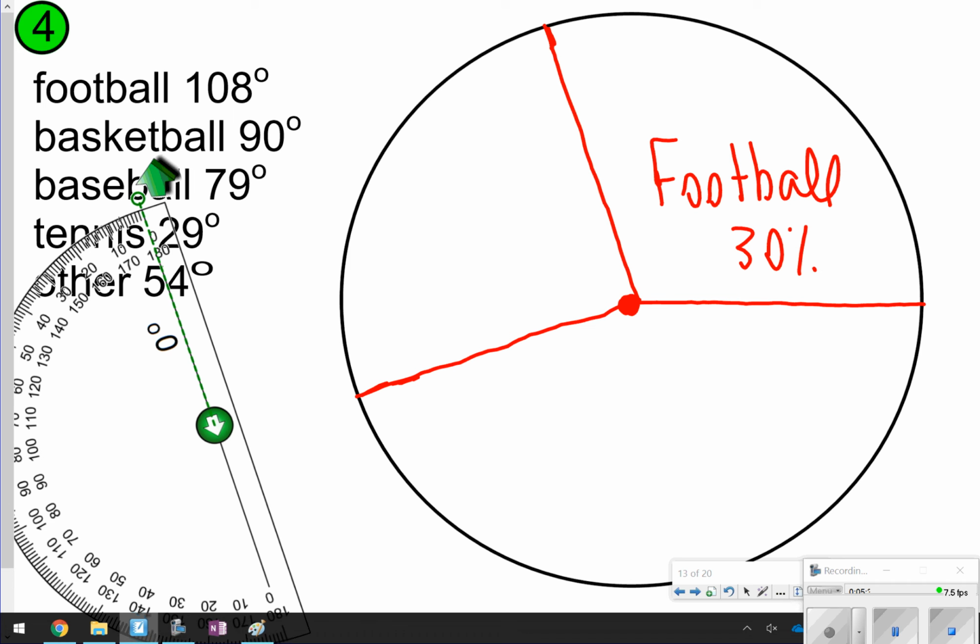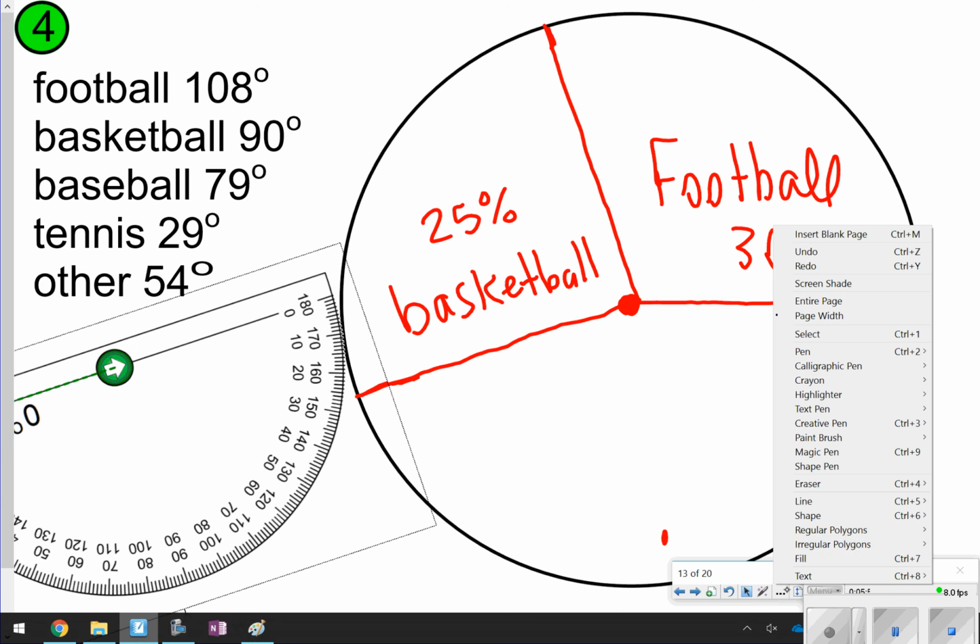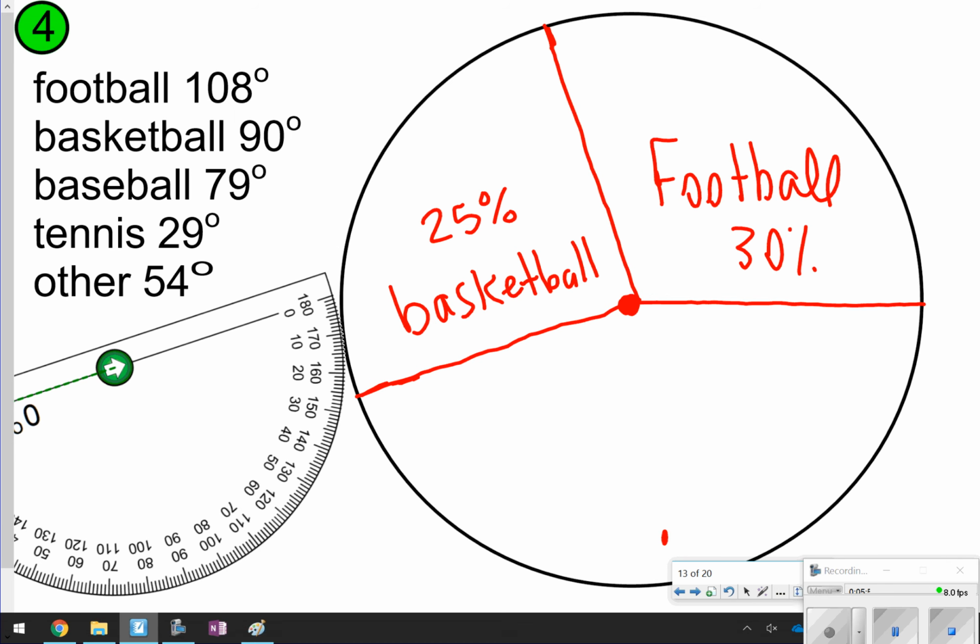That might look a little awkward on your screen, but I essentially have rotated my screen to line up what was going on here. Okay, and you're going to keep doing that for each. So I've already rotated my screen again and found the degree measurements of 79 degrees for baseball. And right now I'm just making my tick mark.